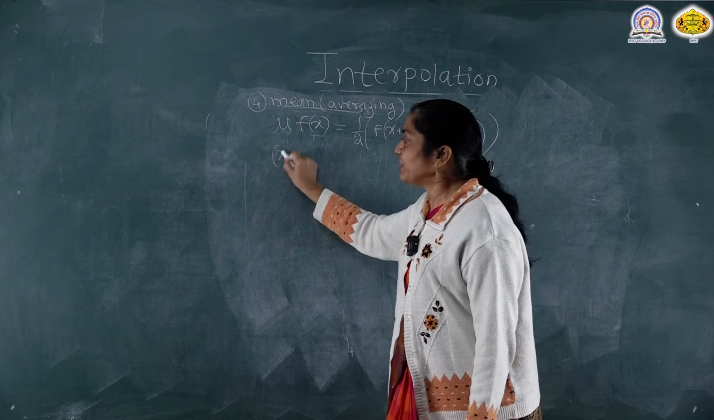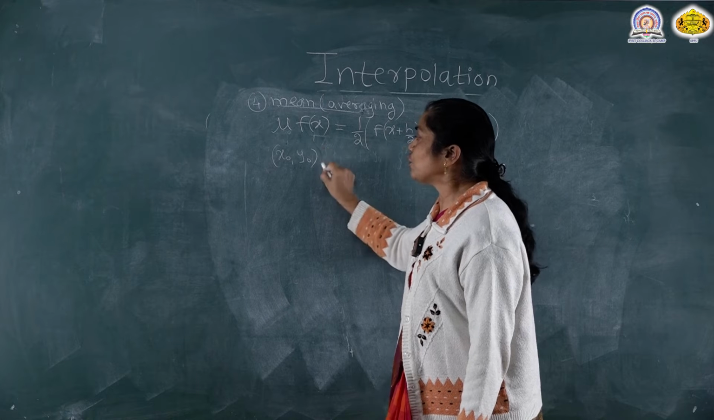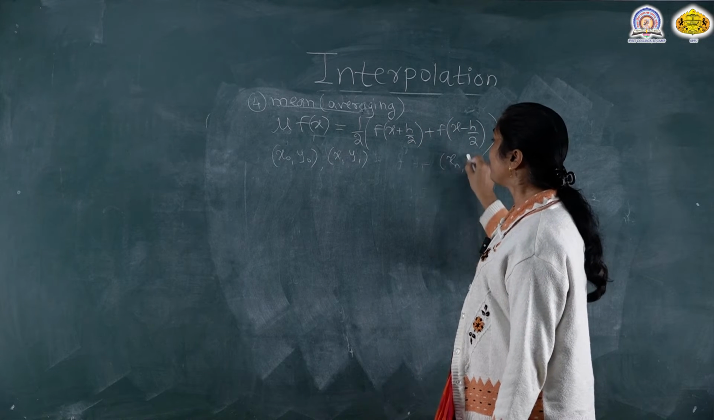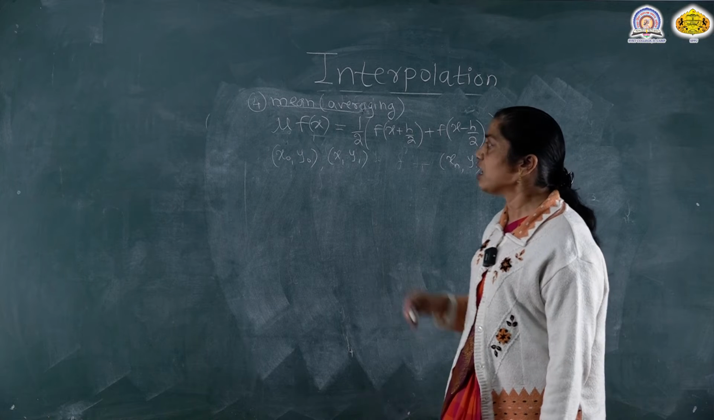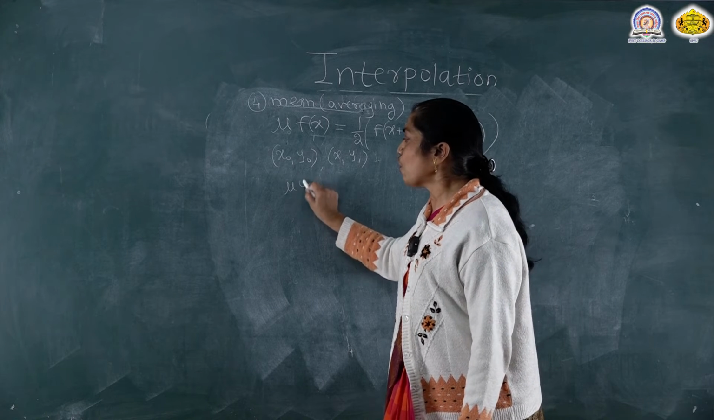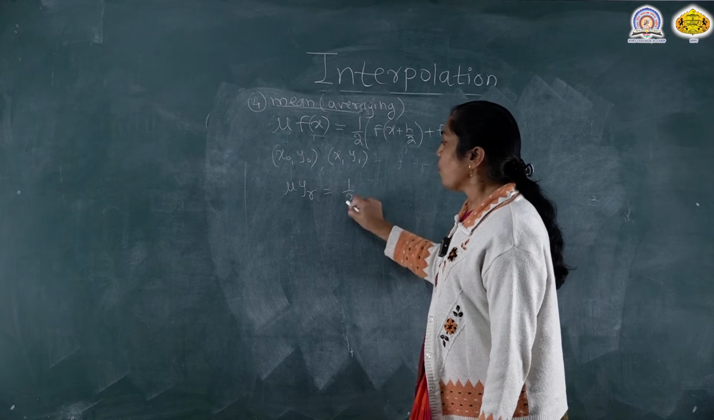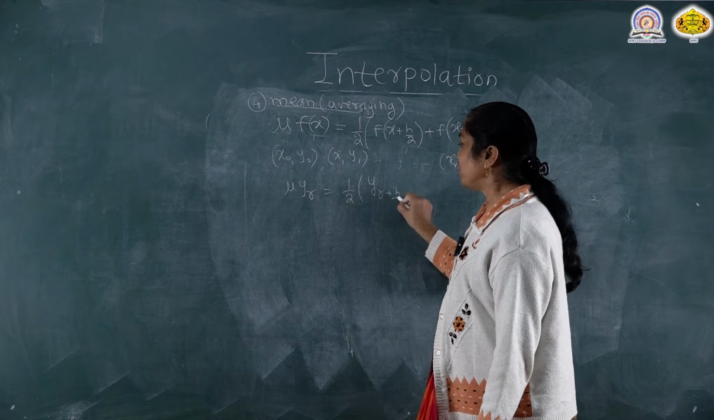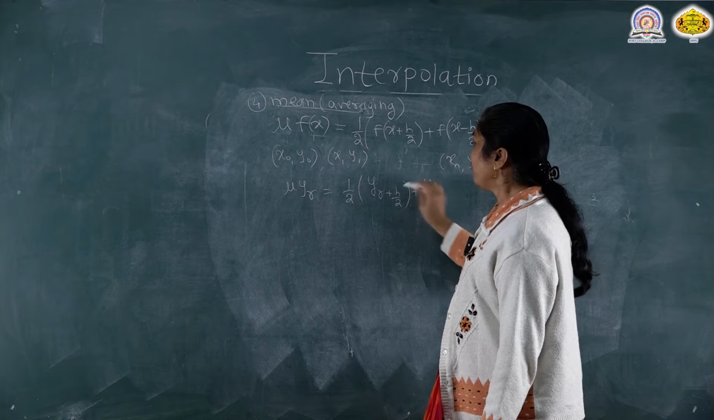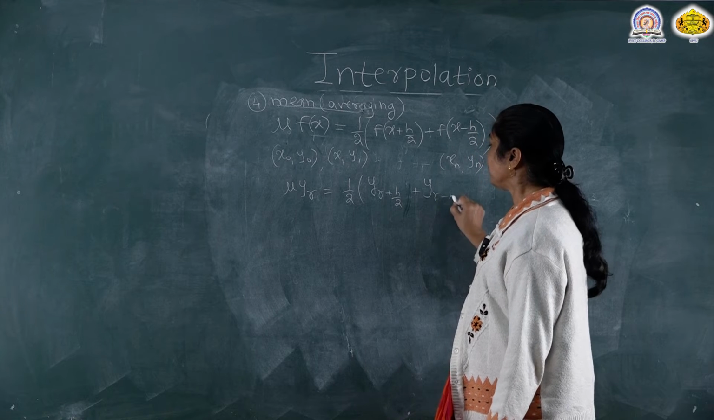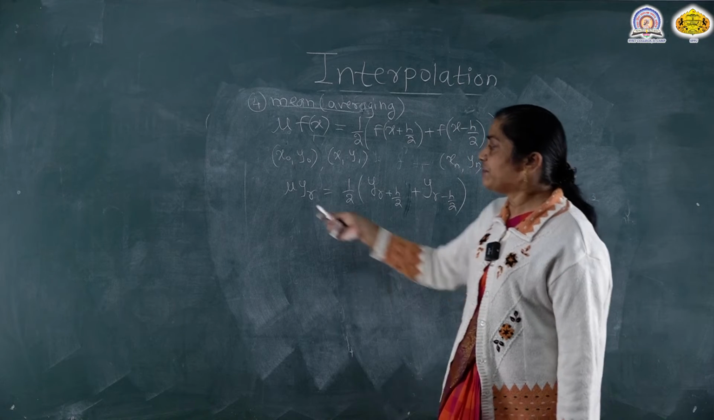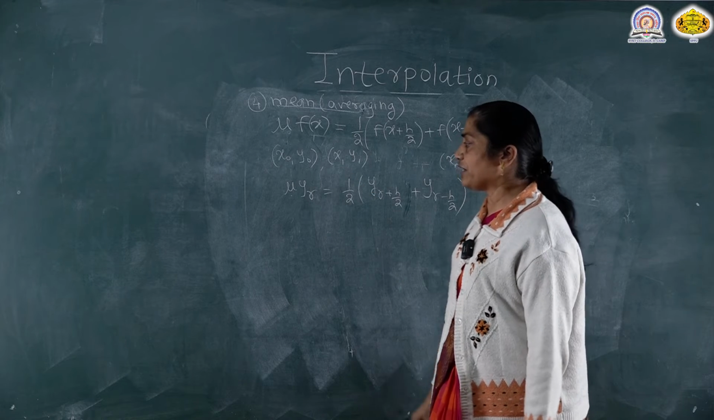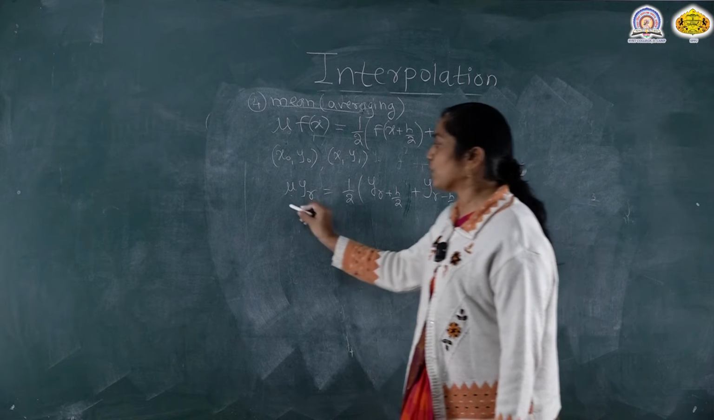If we are given the tabulated values x0, y0, x1, y1 up to xn, yn of the function y = f(x), then you can define mu of y_r as nothing but 1 by 2 into bracket y of (r + h/2) plus y of (r - h/2). This will give us the mean operator of these tabulated values.